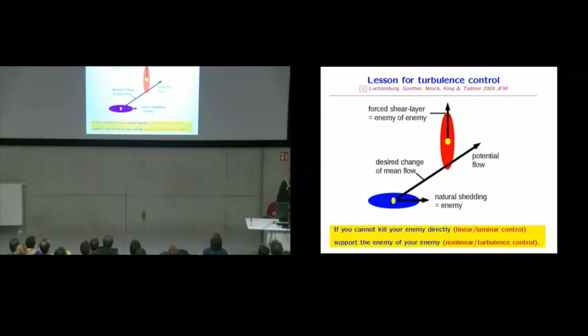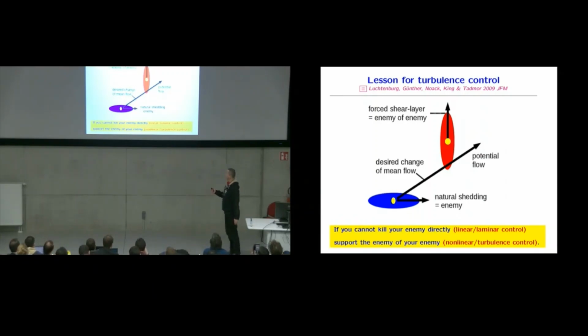So what did we learn? Well, we learned a general lesson. What we would like to do: we have the mean flow with a vortex. We would like to shift it into the direction of the potential flow. Unfortunately, we cannot do it. So what we are now doing, we have to play with the natural dynamics.